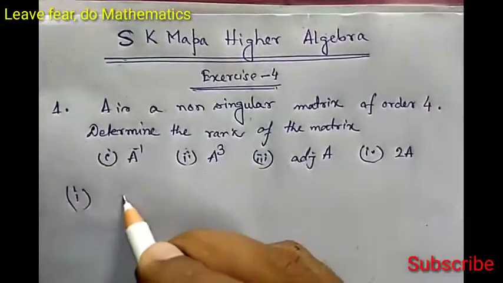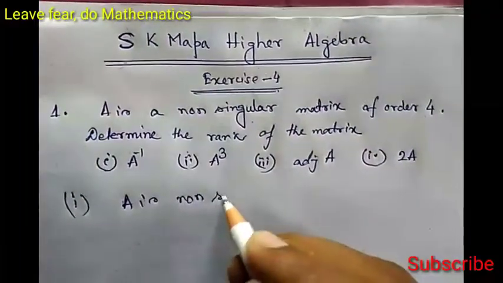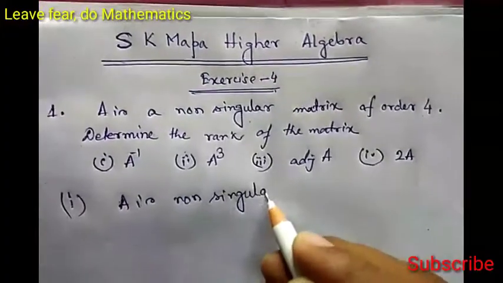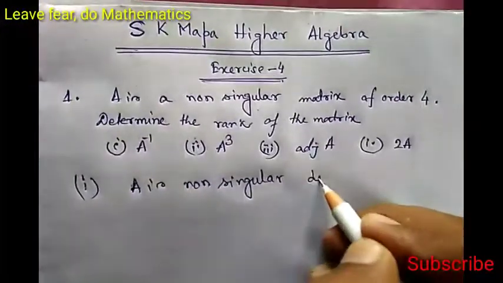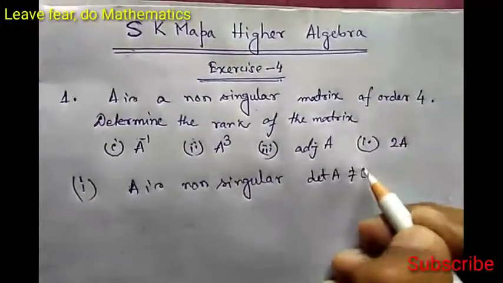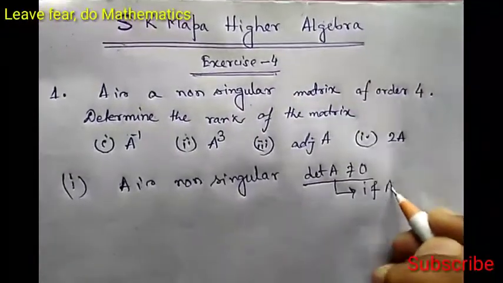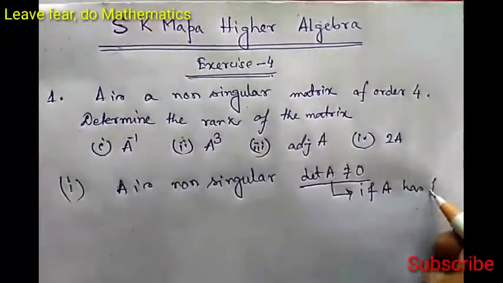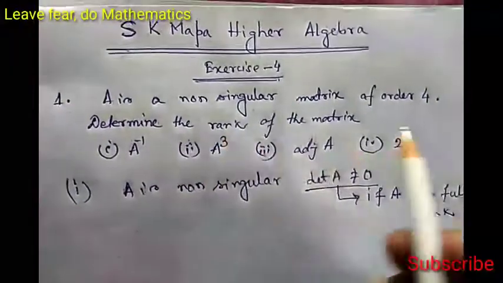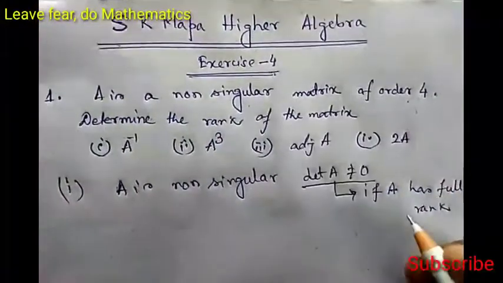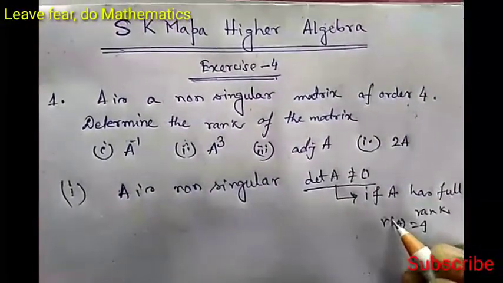Given that A is non-singular. What does that mean? Non-singular means determinant of A is not equal to 0. When is the determinant not equal to 0? If A has full rank, that is, since it is a matrix of order 4, A will have rank 4. So the rank of A will be 4.